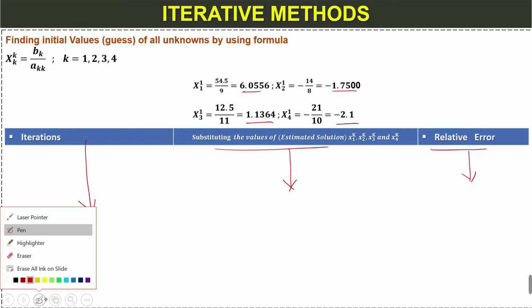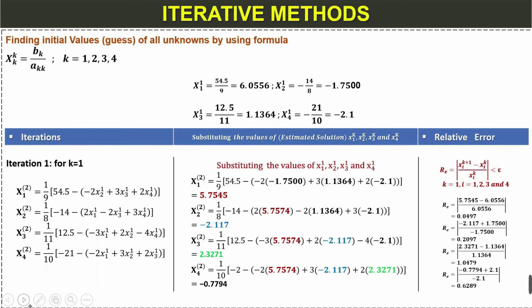Okay, iteration 1, for k equal to 1, we have four linear equations in explicit form. We substitute the values of x12, x13 and x14 in this equation, and after simplification the new estimated solution will be this one. So we can see that after substituting and simplifying we get the new estimated solution, that is x21, and next.